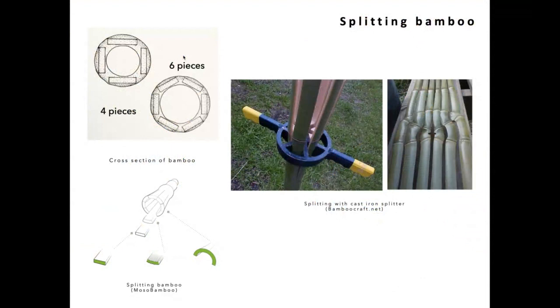And then when you split it, as I said earlier on, you want to make sure that you're catching the outer parts here closest to the edge. So if you split into six pieces, you're getting a really strong part of the outer layer of bamboo. And you can split it with machete, as I said, or cast iron splitters, or you can do it with a table saw. It's kind of clunky, but there are actually industries out there that only produce bamboo splits for bamboo products. So yeah.